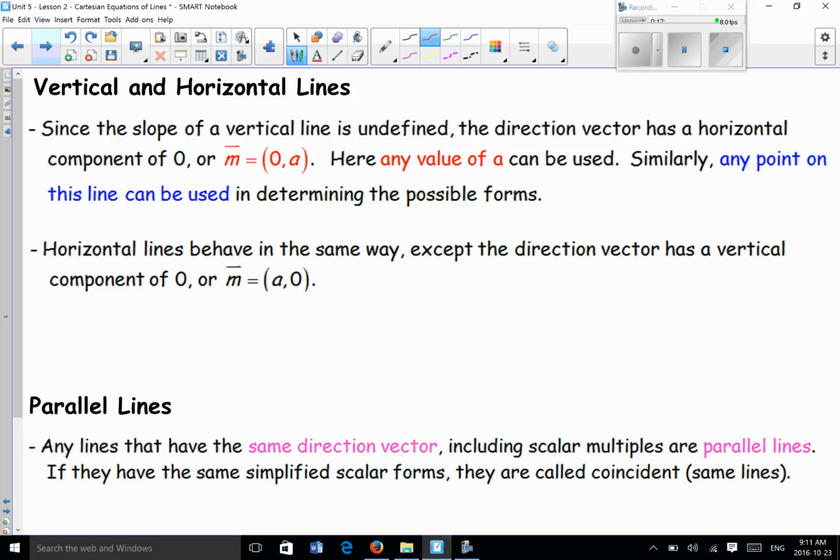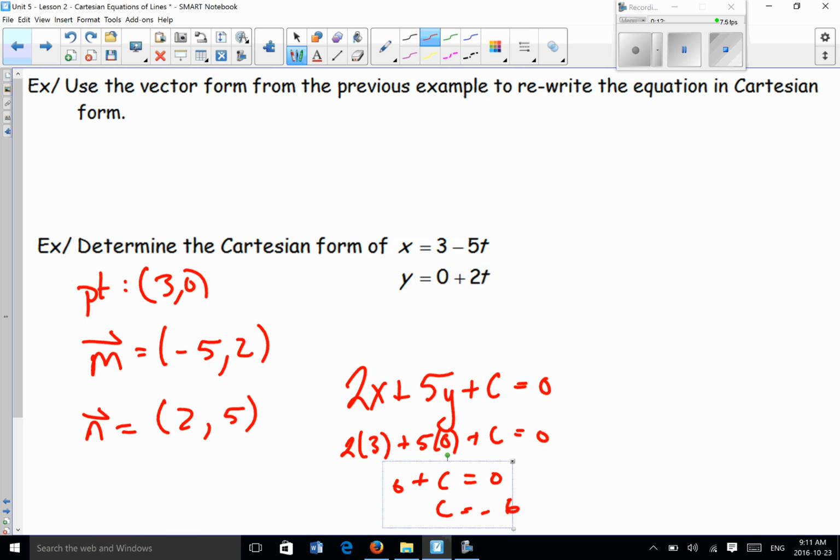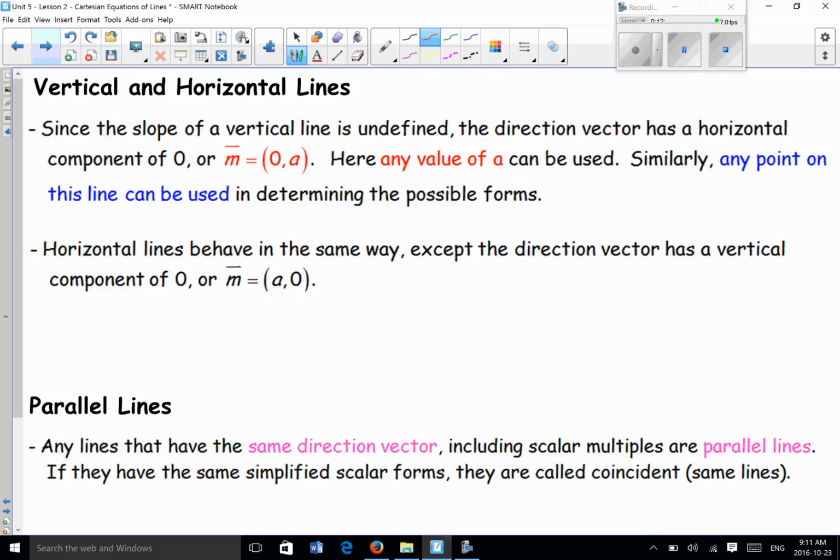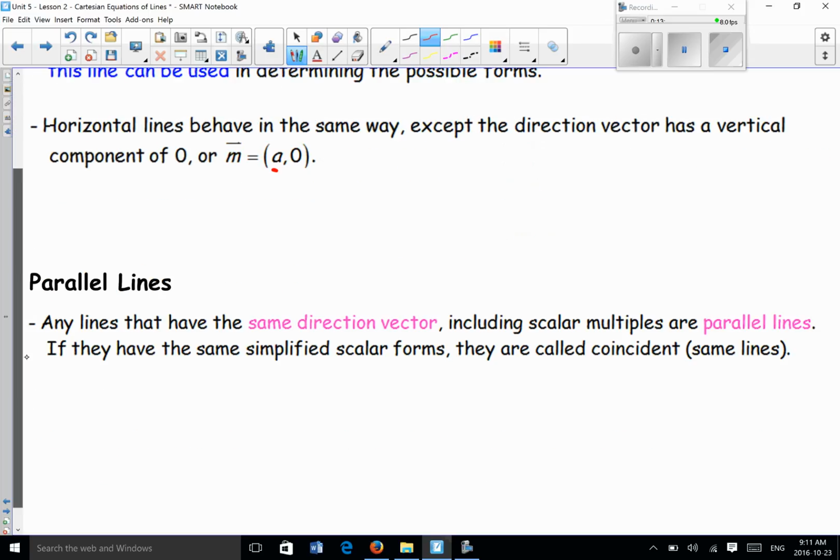And like in the previous one, we could choose any number we wanted for our direction vector, right? We got to pick whatever we wanted here. I said you could use (0, 1), (0, 2), (0, 3), (0, 4). Okay, and you can use any point on that line. The easiest point we picked was (3, 0) because we knew x was 3. Okay, that's almost like a shortcut. For horizontal lines, you can do the exact same thing, except this time your x component is going to be whatever value you choose.